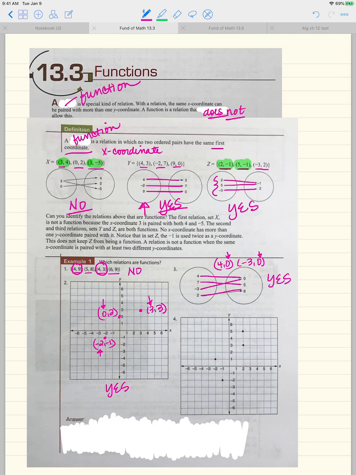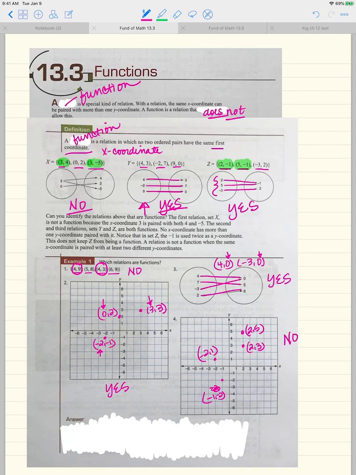Number 4, we have some points plotted on this coordinate plane. (-2, -1), (-2, 1). Over here, we have (2, 3), and right here, we have (2, 5). Is the relation shown with these coordinate points in number 4 a function?